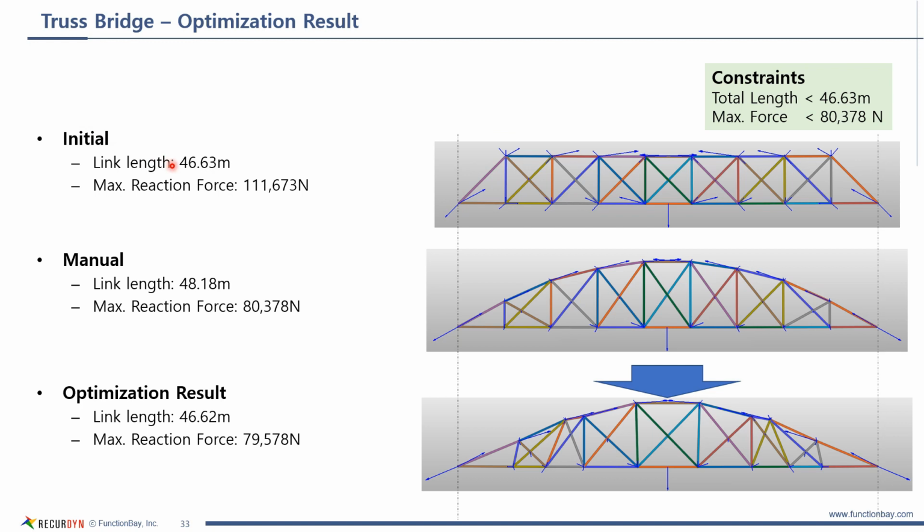This is the optimization result. The total length of the links of the initial model was 46.63 meters, and the max reaction force was about 111,000 newtons. This is the bridge model that was made manually. The length was about 48 meters, and the max reaction force was bigger than 80,000 newtons. And this is the optimization result. The link length of the optimal result is 46.62 meters, which meets the constraint. And the max reaction force was reduced to 79,578 newtons. This is better than the result of the model optimized manually.